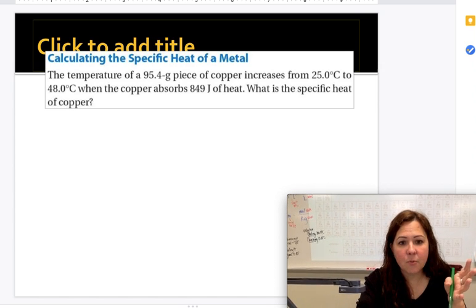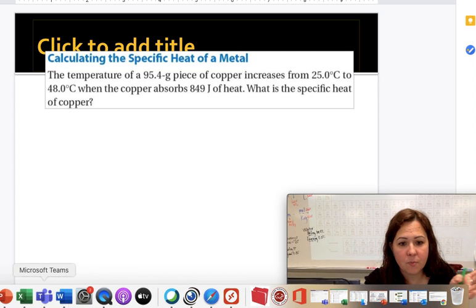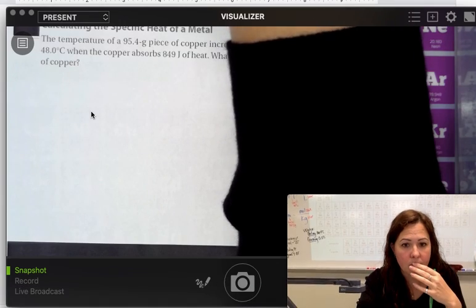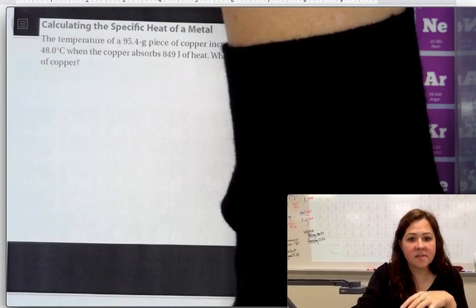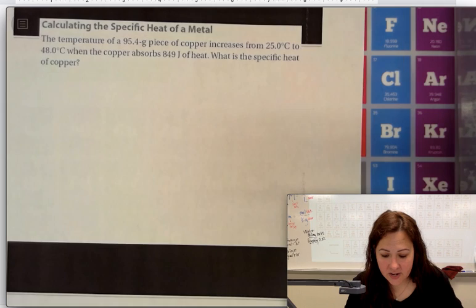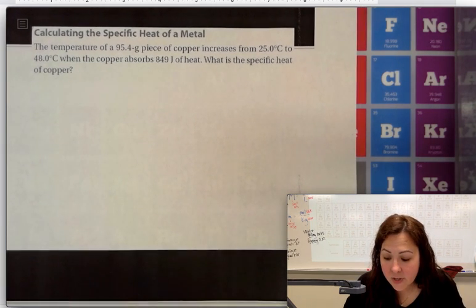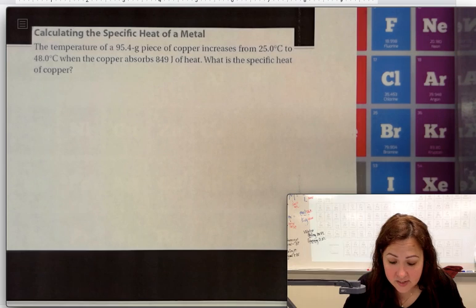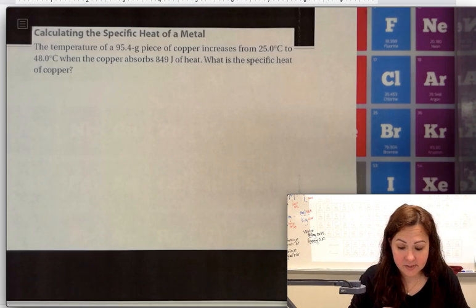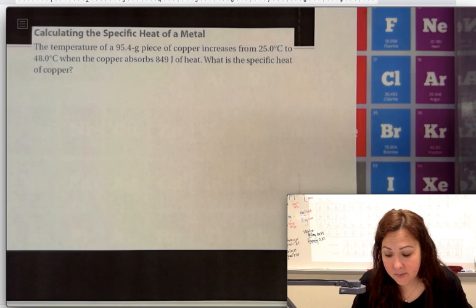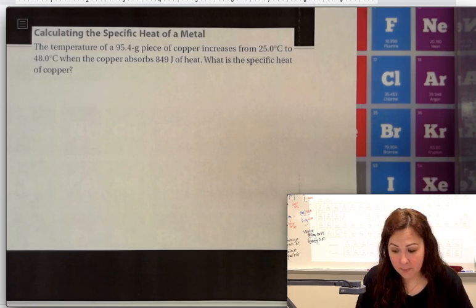So we've got some practice problems here to do. To do the practice problems, as always, we're going to jump over to our document camera. And this says the temperature of a 95.4 gram piece of copper increases from 25 degrees Celsius to 48 degrees Celsius when the copper absorbs 849 joules of heat. What is the specific heat of copper?